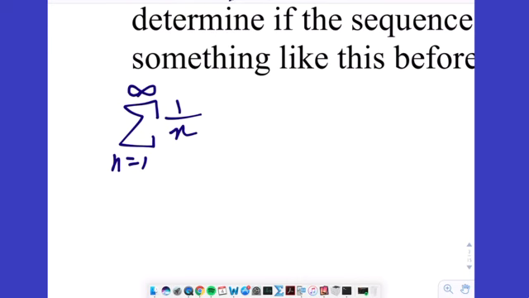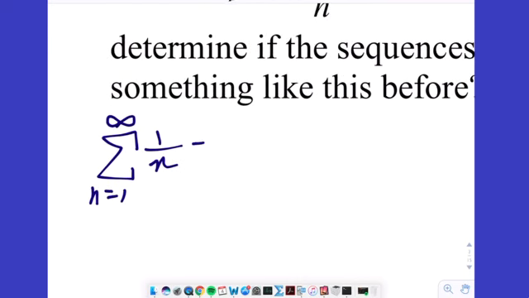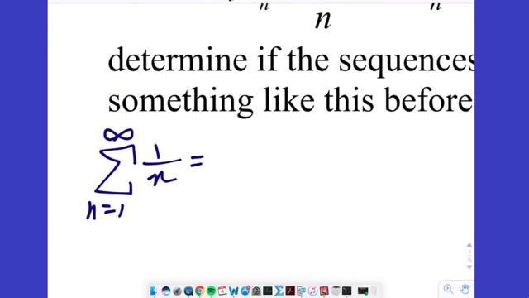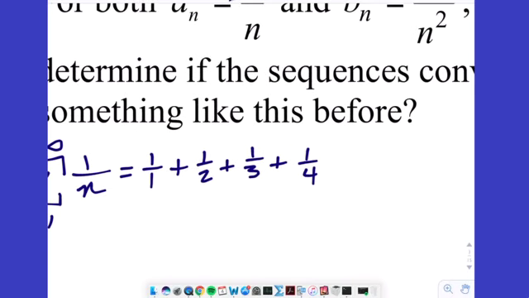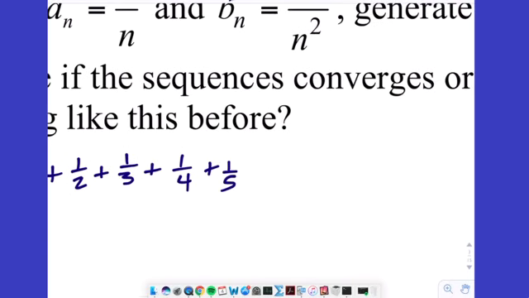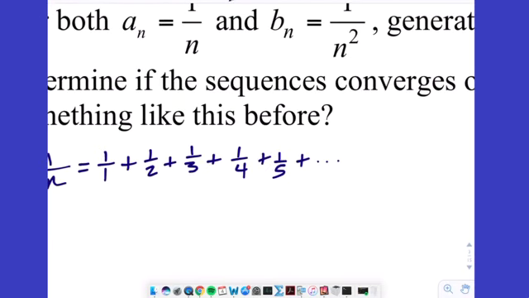So let's go ahead and start listing the terms out. If I plug in the first n, I get 1 over 1. I'll just leave it like that. And now instead of a comma, I'll put plus. What's the next one? 1/2, and then plus 1/3, plus 1/4. Okay, so on and so forth, plus 1/5. And then you could do it this way, plus dot, dot, dot. You can either do it like that, which shows that it goes on.